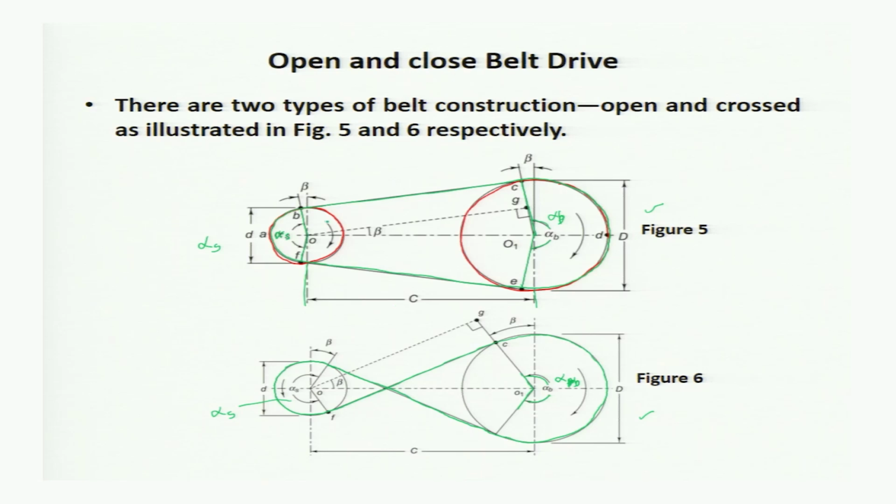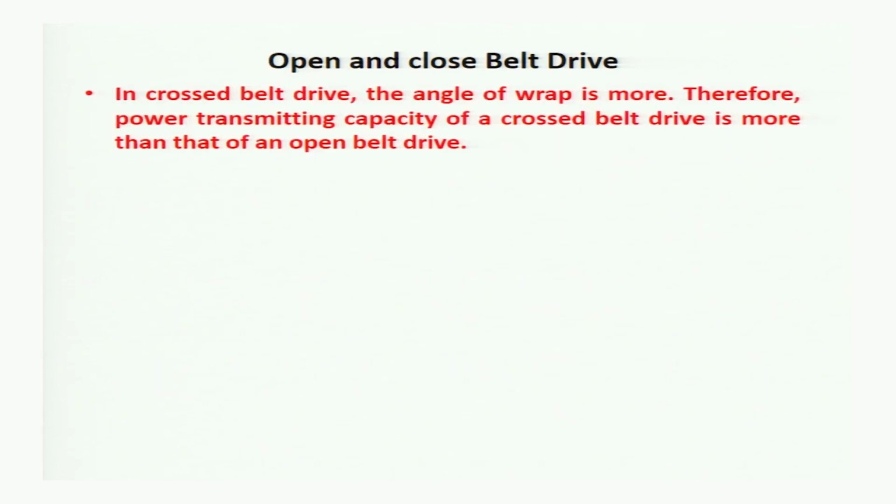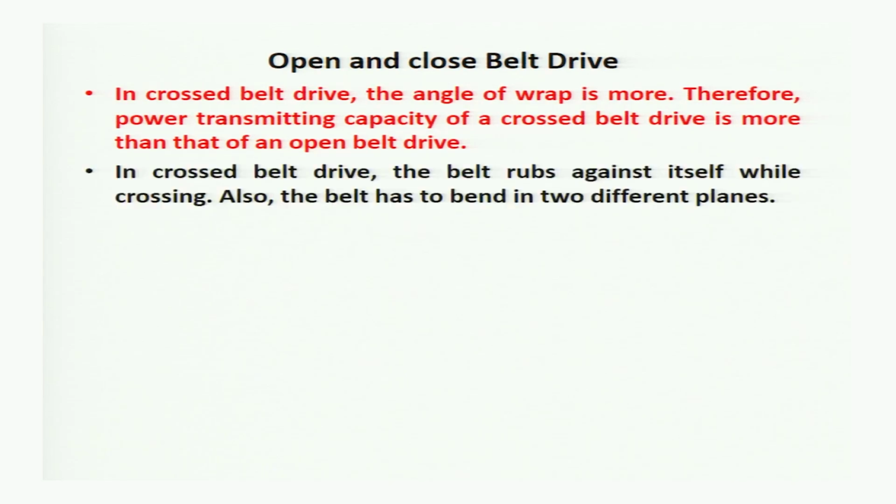In the open belt, the driving pulley is rotating in a clockwise direction and the driven pulley is also rotating in a clockwise direction. But in the case of cross belt, if the driving pulley is rotating in an anti-clockwise direction, then the driven pulley will rotate in a clockwise direction. So, rotation will be different in the cross belt and same in the open belt. In cross belt drive, the angle of wrap is more, therefore power transmitting capacity of a cross belt drive is more than that of an open belt drive.